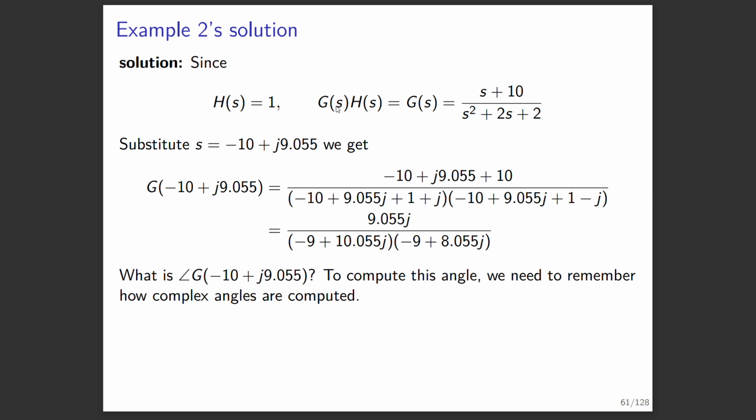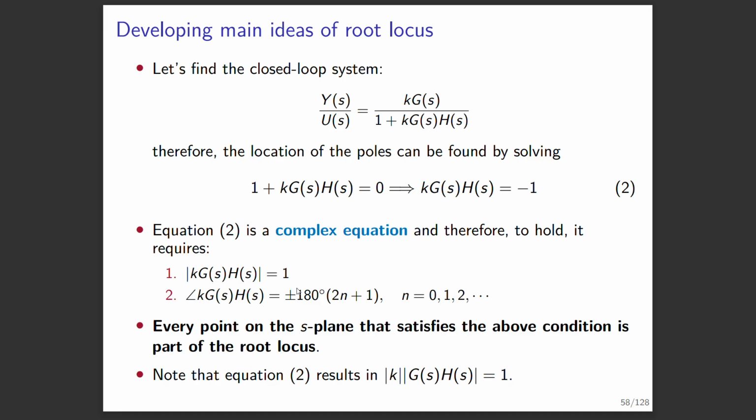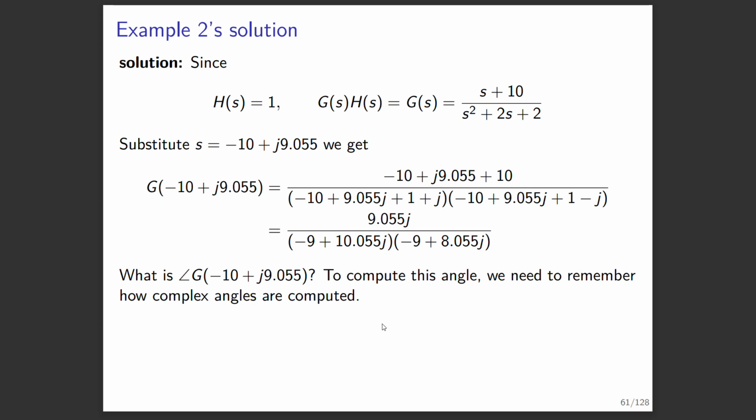If I substitute the given value of s inside of it, I'm going to get this complex number, and I want to find whether or not this complex number satisfies my condition here. So the angle of it should be plus or minus 180 degrees. Is the angle of this number 180 degrees or negative 180 degrees?